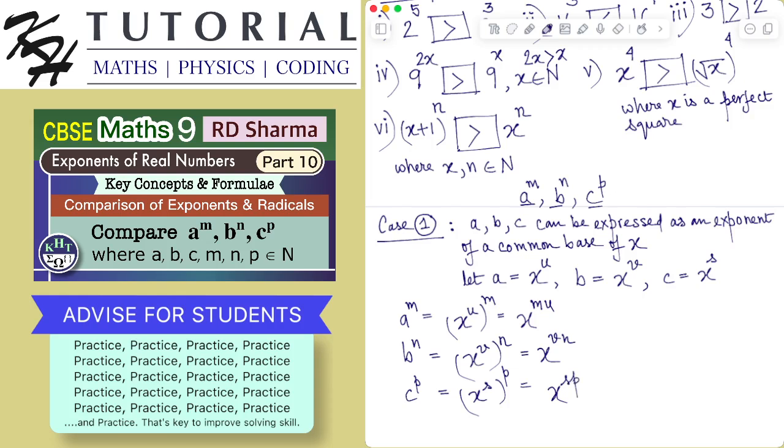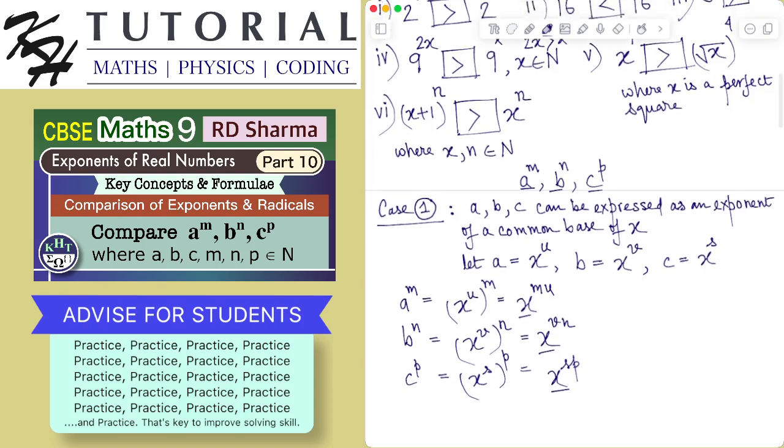So essentially we have converted all the given numbers, that is a to the power m, b to the power n and c to the power p, to exponential form where the bases are all the same, x. Now we just need to compare the powers, that is mu, vn and sp.